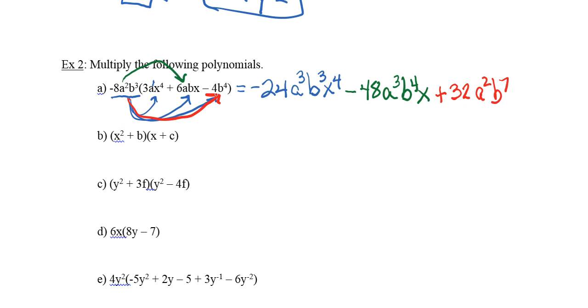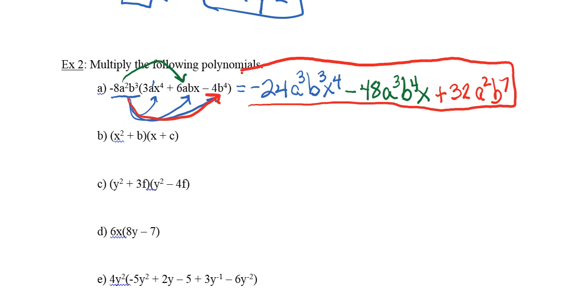Now, we might be done, but we have to double check. So we want to look at these 3 terms and make sure that none of them are alike. So I have an a cubed and an a cubed, a b cubed, b to the 4th. Since the b's have different exponents, these two, the first one and the second one, are not alike. And when I look at the third one, it's an a squared, which is automatically different than the other two, so this is our final answer. It is a trinomial.